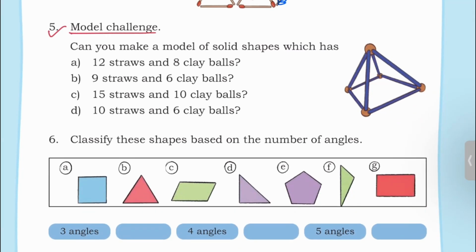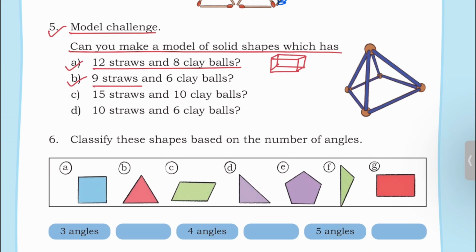5. Model challenge. Can you make a model of solid shapes which has A. 12 straws and 8 clay balls? You can make a model of cuboid. You will need 12 straws and 8 clay balls.